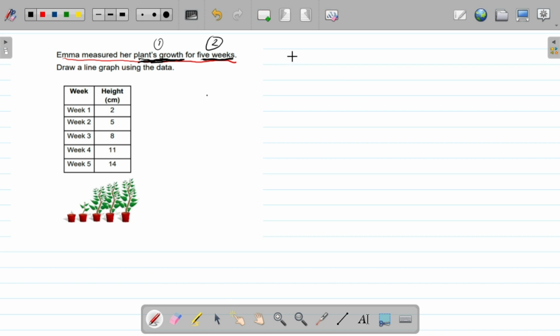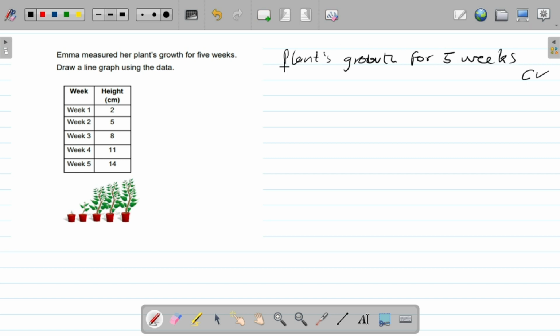First things first, you cannot draw anything in science without a heading. So usually when we mark, we'll say caption or heading. We're gonna give you a mark for it, right? Good. What is the heading? They say Emma measured her plant's growth for 5 weeks. This is a line graph representing a plant's growth, or you can say plant growth for 5 weeks. We're done. Mark number 1, SASA marks. We're getting marks now. Now we can go and draw.